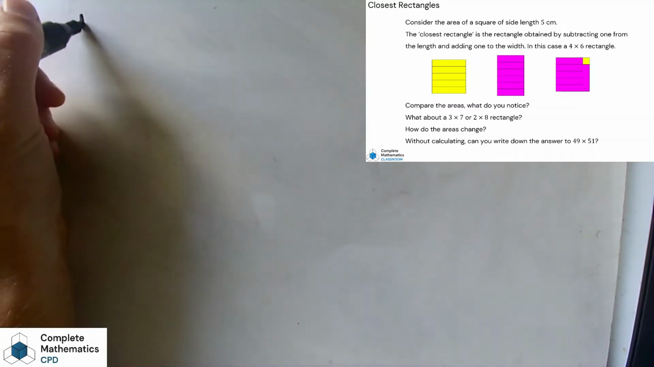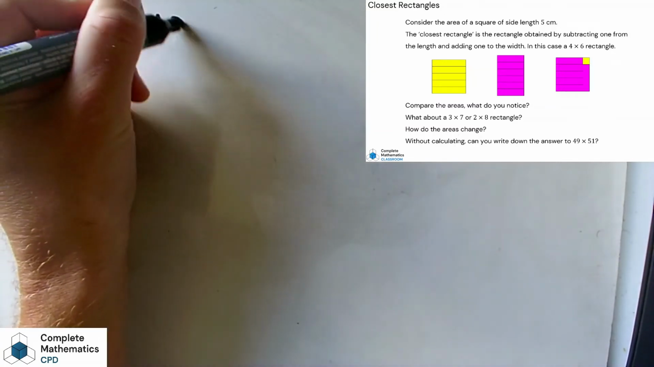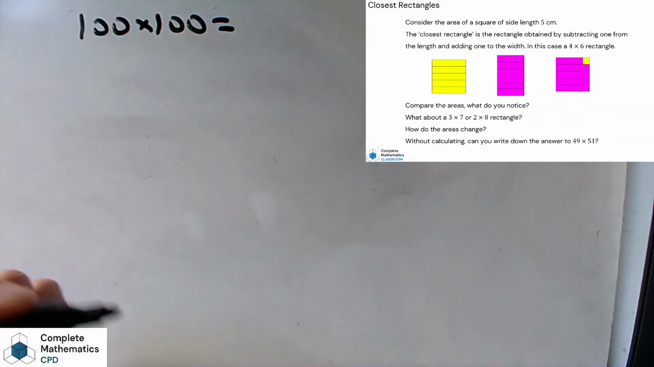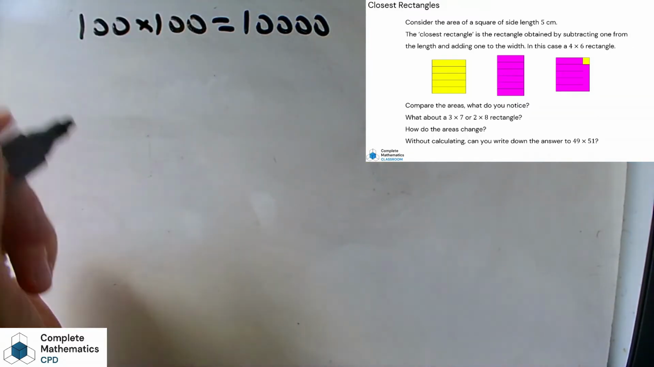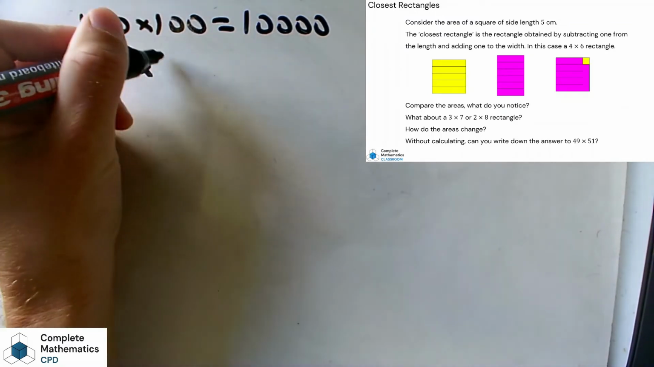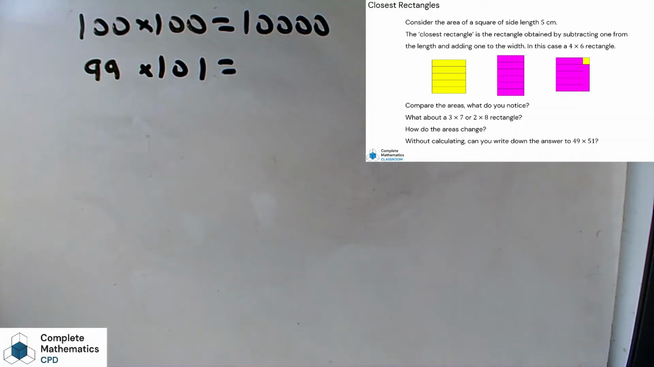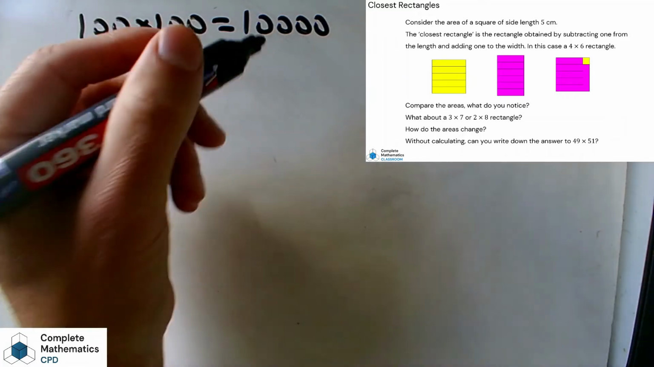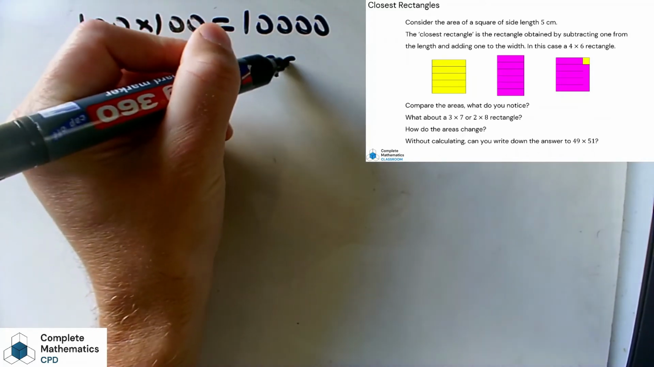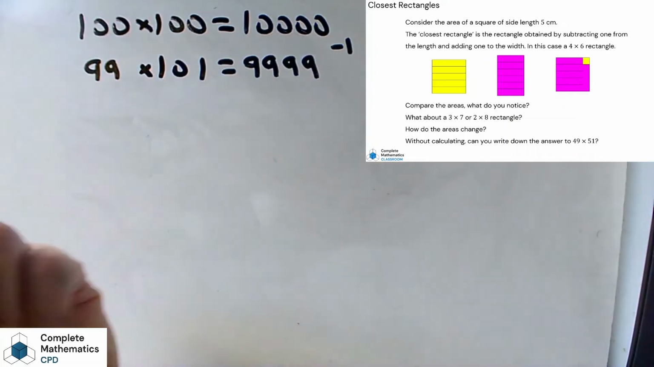Okay, so taking this task into the abstract a little bit then, the next thing I like to do is write down 100 times 100 on the board and ask the pupils what the answer is, and hopefully get 10,000 pretty quickly. Then say, okay, what about 99 times 101 then? And hopefully they can link it to what they've just been doing with the smaller numbers and say the answer should be 9,999 because it should be one less.